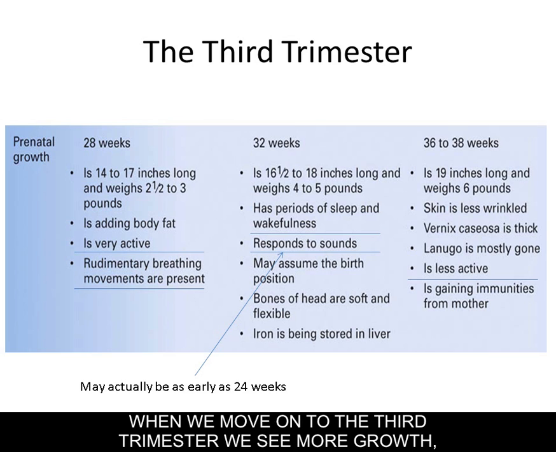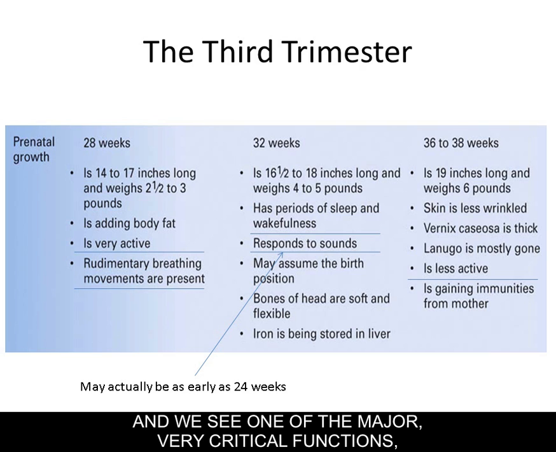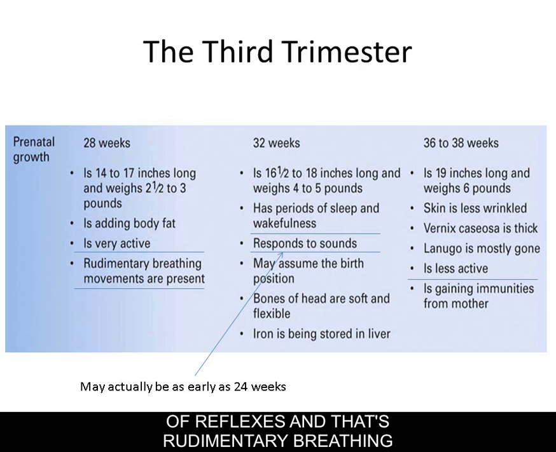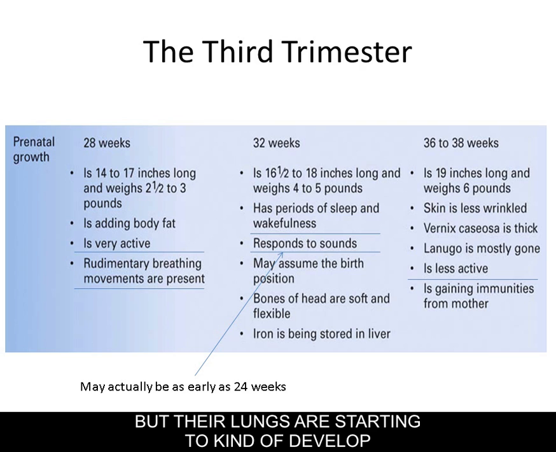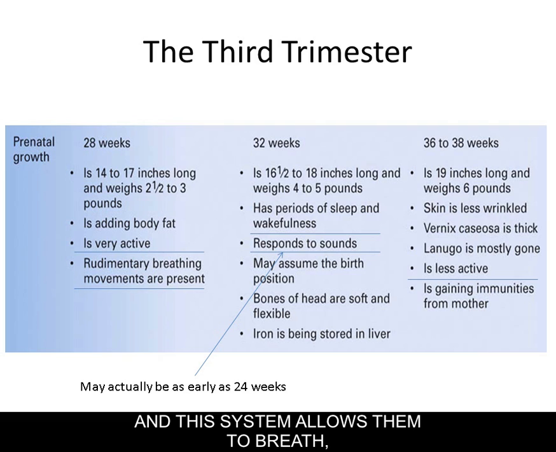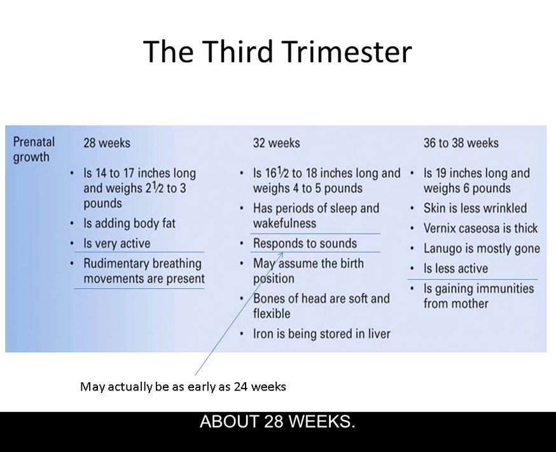When we move on to the third trimester, we see more growth. So at 28 weeks, we see a large amount of activity, and we see one of the major, very critical functions of reflexes, and that's rudimentary breathing, also starting to form within these children. Now, they're not actually breathing in oxygen, but their lungs are starting to develop, and the system that allows them to breathe starts to form at about 28 weeks.